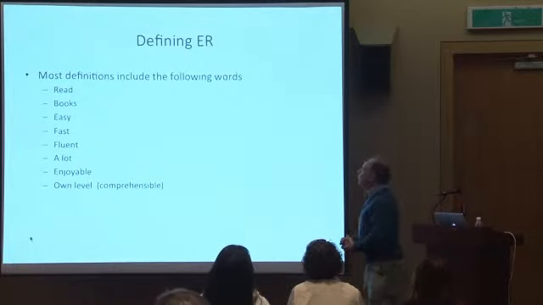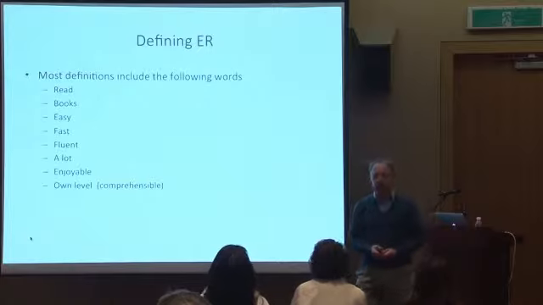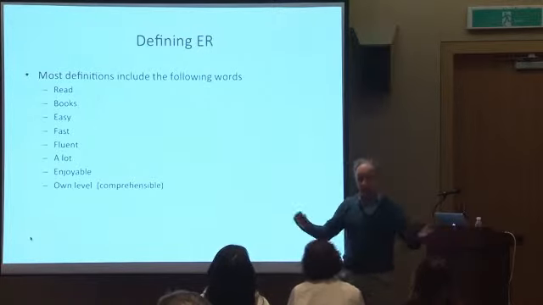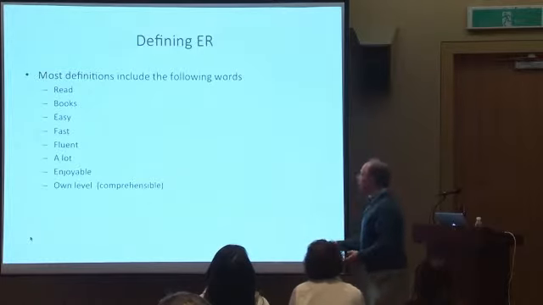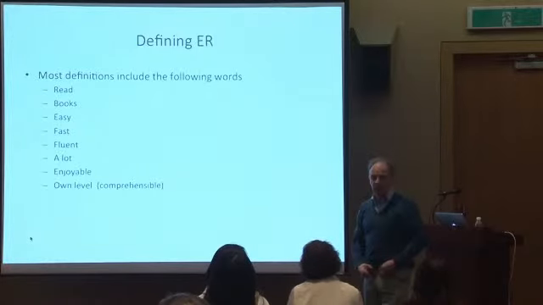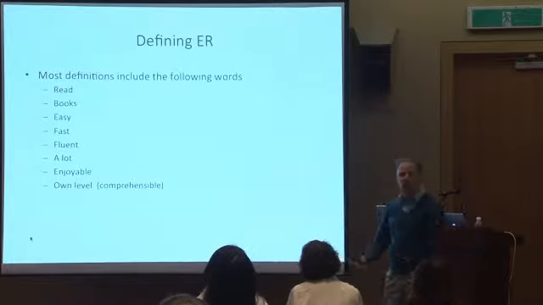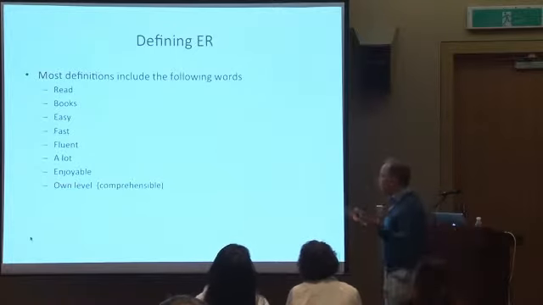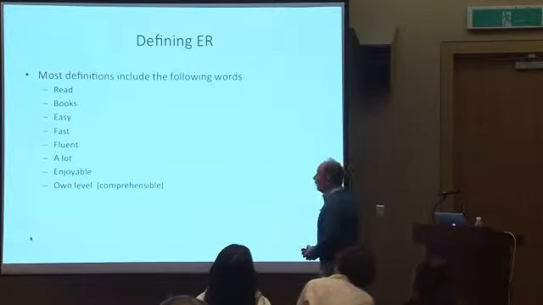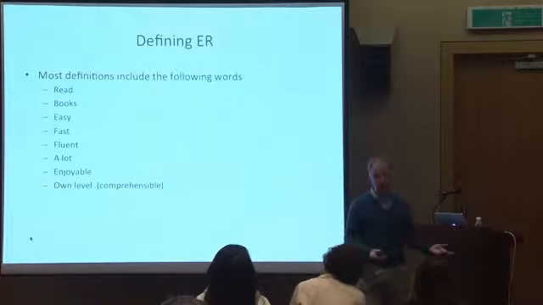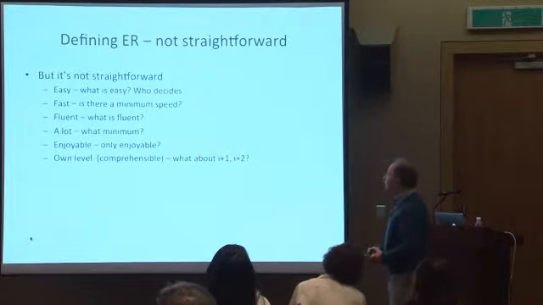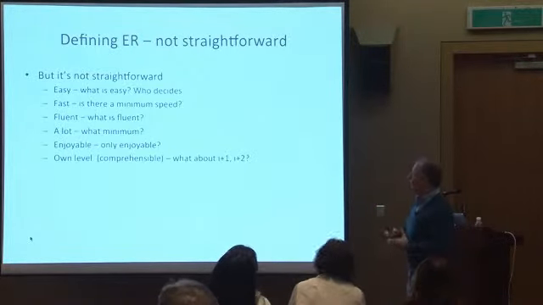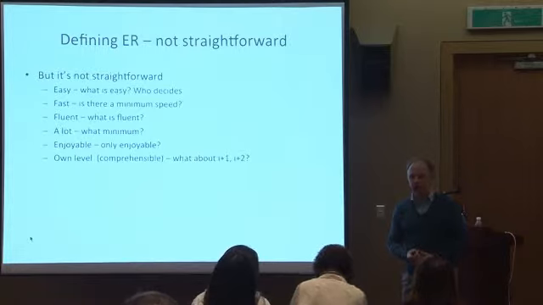So when we look at definitions of extensive reading, and I'm not going to bore you by putting up 20 or 30 different definitions, typically what we get is something like this. They have to read, usually books, something easy, something fast, fluent, there's a lot of it, it's enjoyable, and at their own level, therefore comprehensible. That's what we get in the folk definition of extensive reading. But there's a bit of a problem there. Who decides what's easy, right?